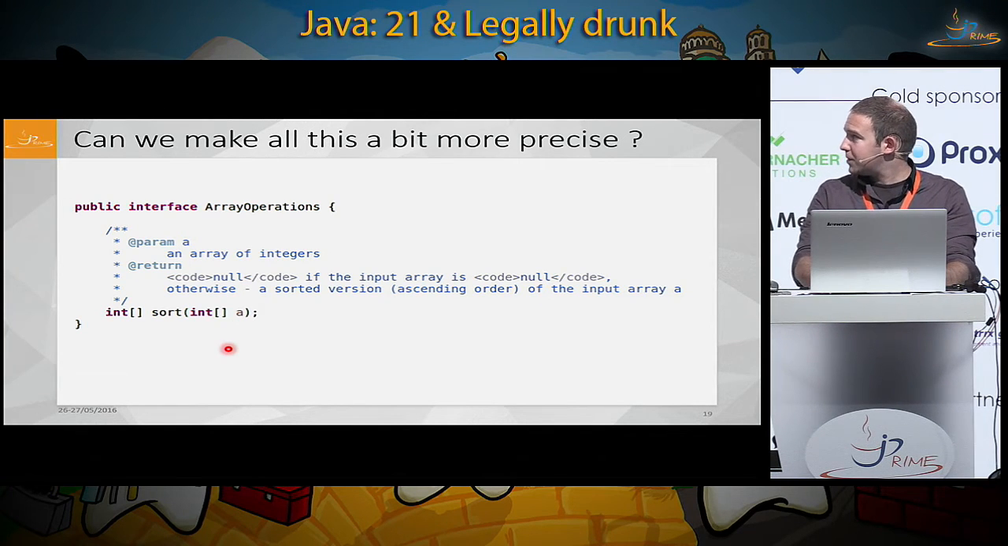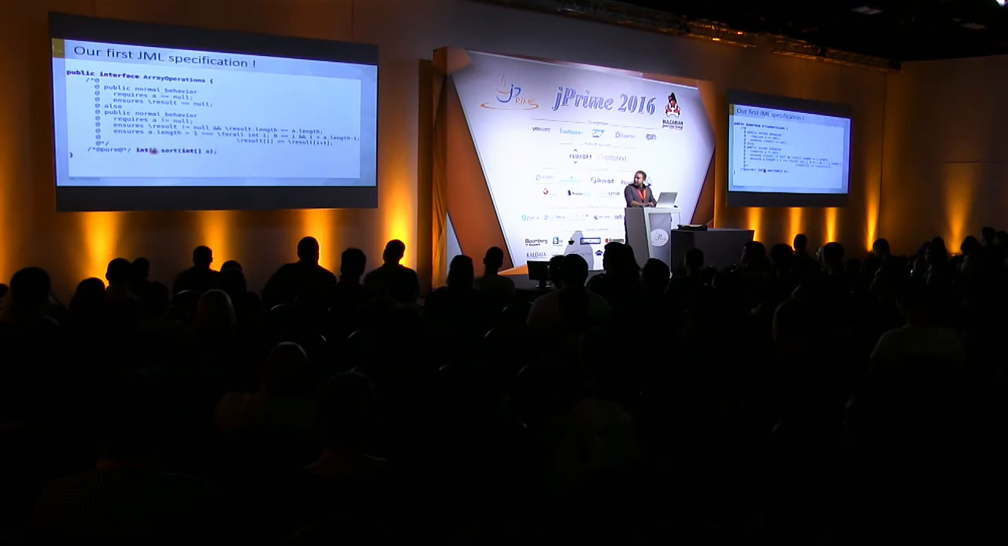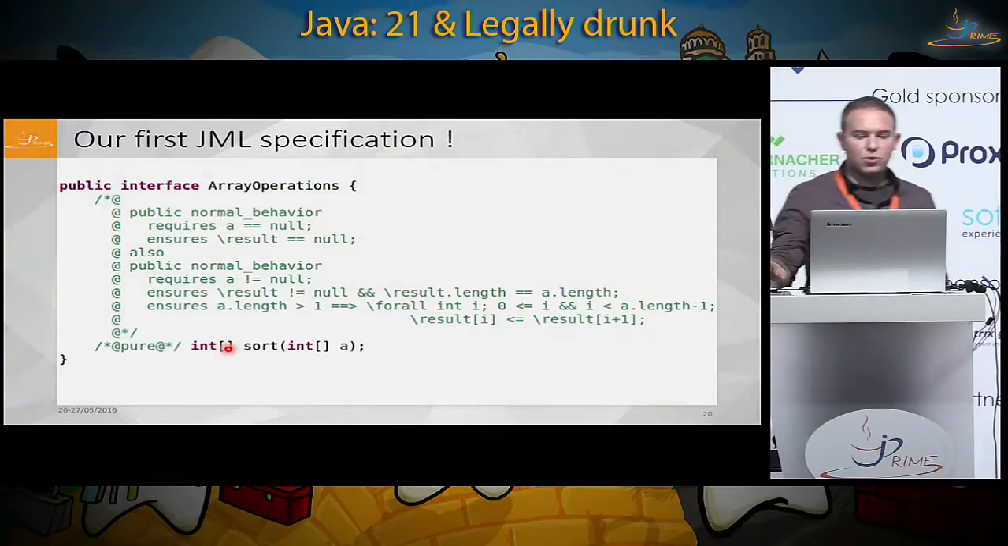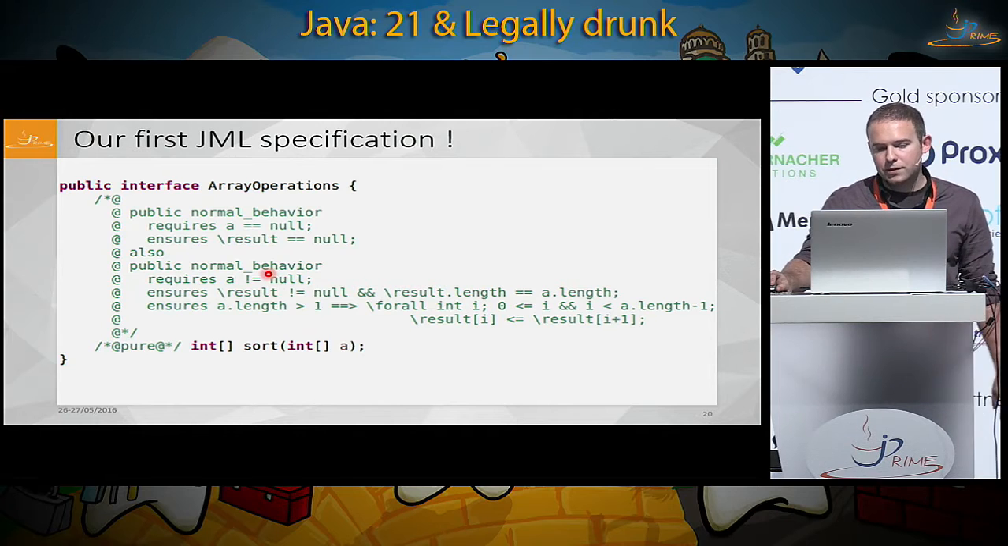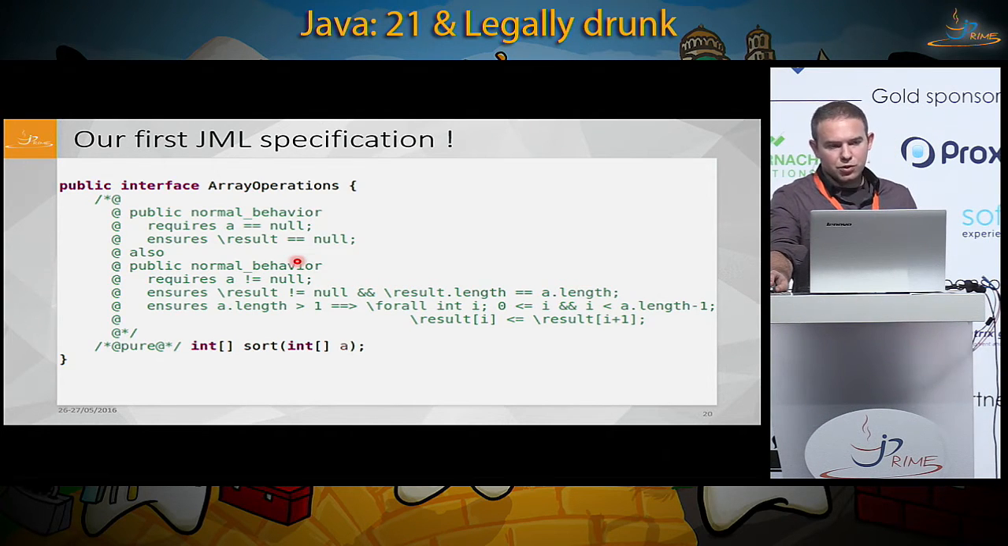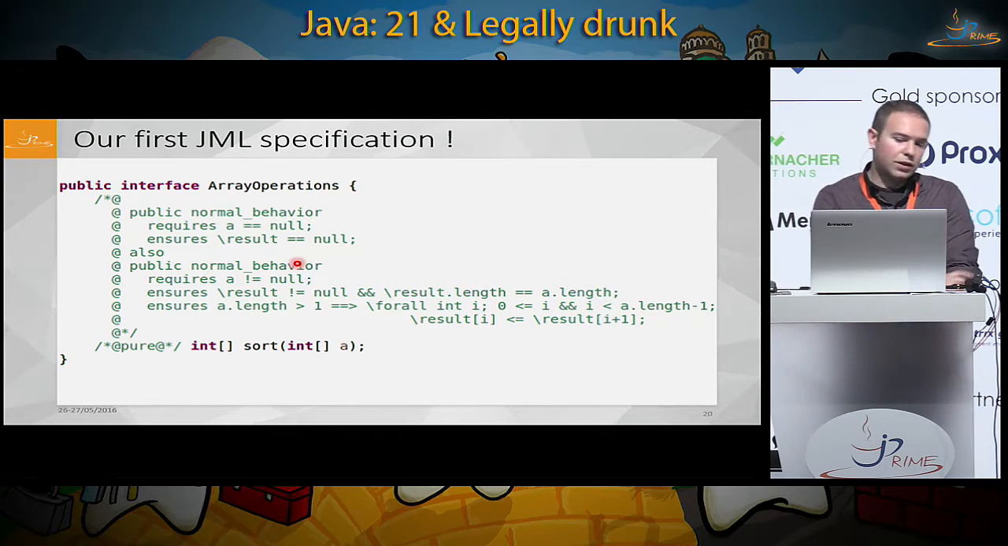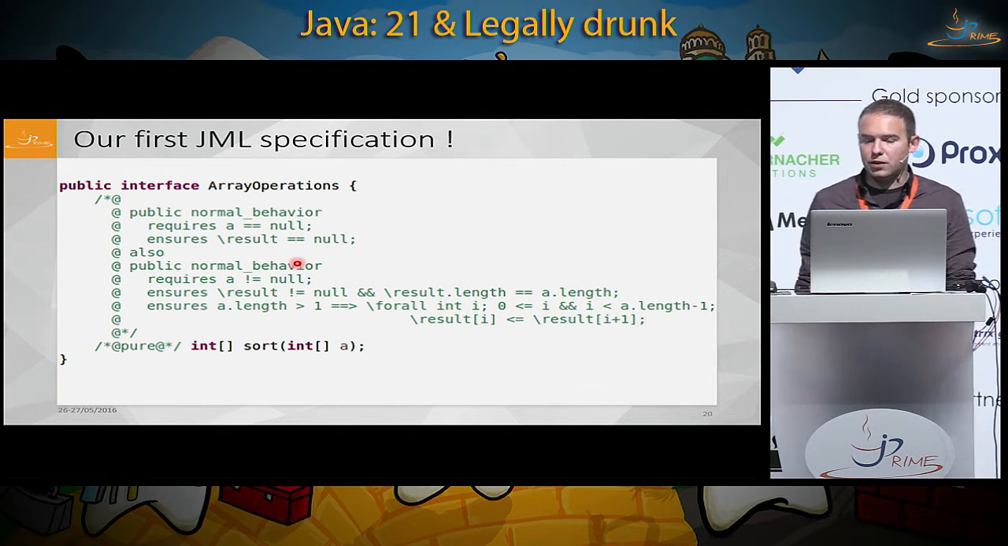What else is this presentation about? That's what it looks like specified in JML. It's a bit bigger, but it's much more precise. We define two types of normal behaviors for this interface. We can also define exceptional behavior, which I haven't done here for the sake of clarity, but we can specify as much as we want, actually, from the possible implementations.